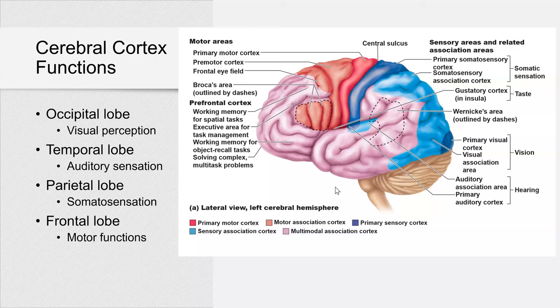Okay, I think that's pretty much everything that we wanted to cover. I didn't cover over here your taste, and your taste is in the insula. So remember, insula is an insular lobe that is deep to the frontal and temporal lobe. So that's your gustatory cortex.